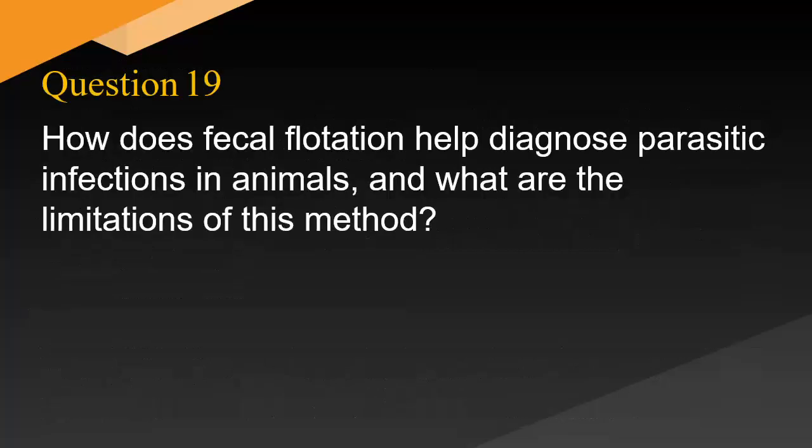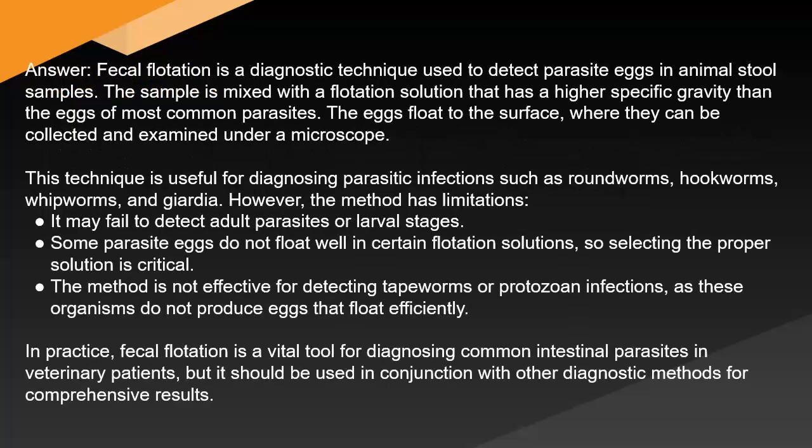How does fecal flotation help diagnose parasitic infections in animals, and what are the limitations of this method? Answer. Fecal flotation is a diagnostic technique used to detect parasite eggs in animal stool samples. The sample is mixed with a flotation solution that has a higher specific gravity than the eggs of most common parasites. The eggs float to the surface where they can be collected and examined under a microscope. This technique is useful for diagnosing parasitic infections such as roundworms, hookworms, whipworms, and Giardia.